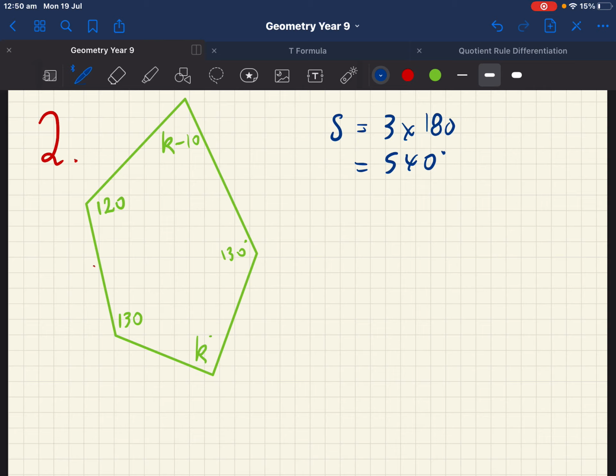All right, so we know what the 5 angles add up to. So let's write this out as an equation. Again, I'm just going to start here with the easiest angle. It's K.